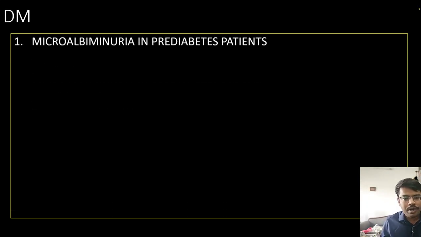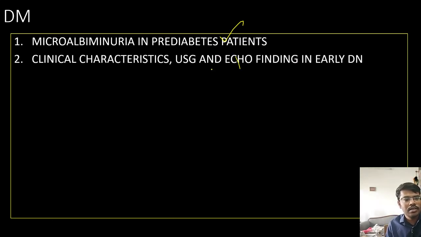First, for example, if you take diabetes, you can plan assessment of microalbuminuria in pre-diabetes patients, not in diabetic patients. Very easy to get. Microalbuminuria level is also very easy to get. So you can catch approximately 100 patients and assess the level in pre-diabetes patients. Another: clinical characteristics, USG and echo findings in early diabetic nephropathy patients. You classify the patients into early and late and try to find the clinical characteristics, and why they are presenting to hospital. This kind of study can easily get published also.